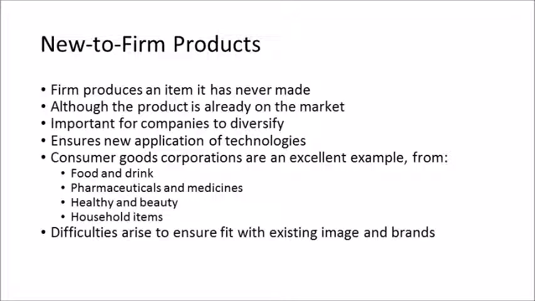Consumer goods corporations such as Unilever, Colgate-Palmolive and P&G are excellent examples of groups that started in one area such as food and drink, and over the years have expanded into completely different industries of health, beauty and home care products. A successful example is when the Xbox was launched as competition to the existing Sony PlayStation console.